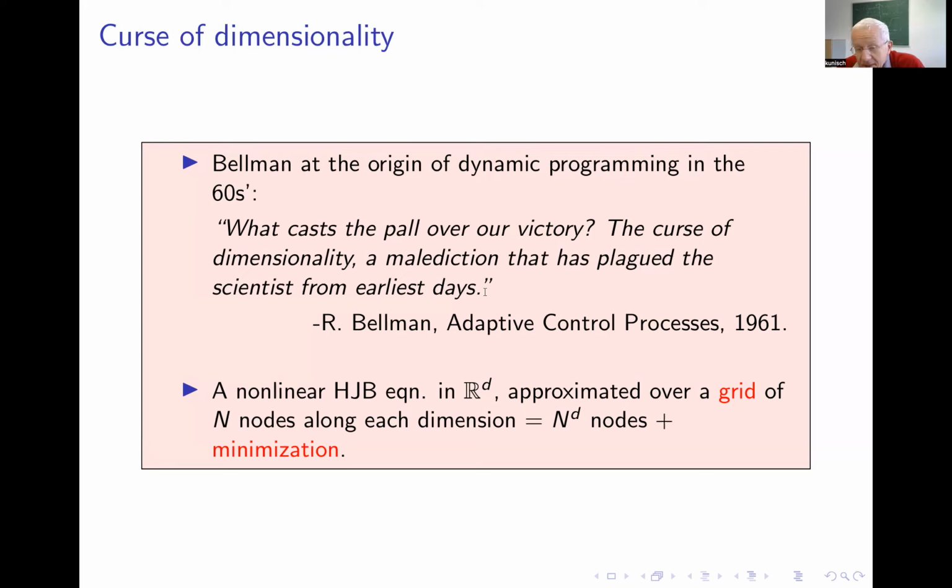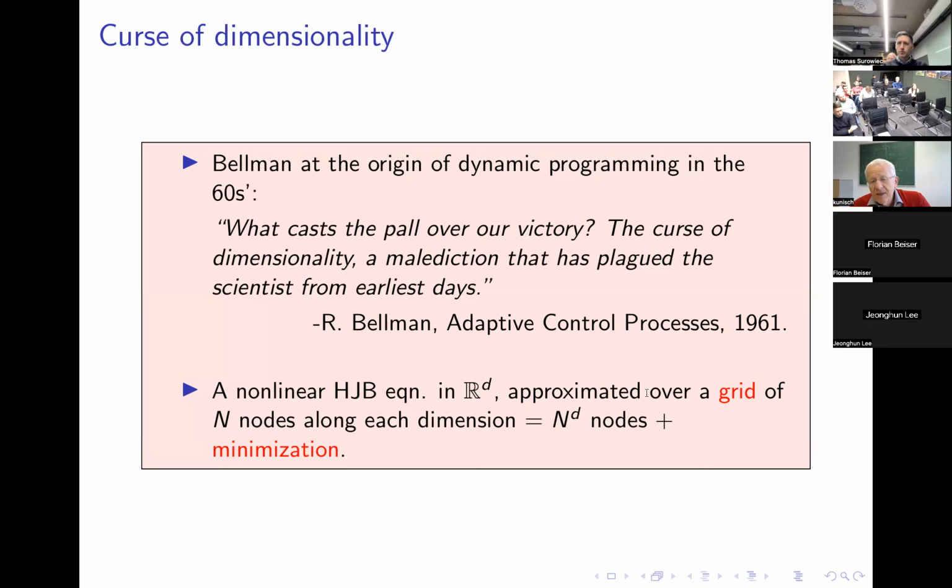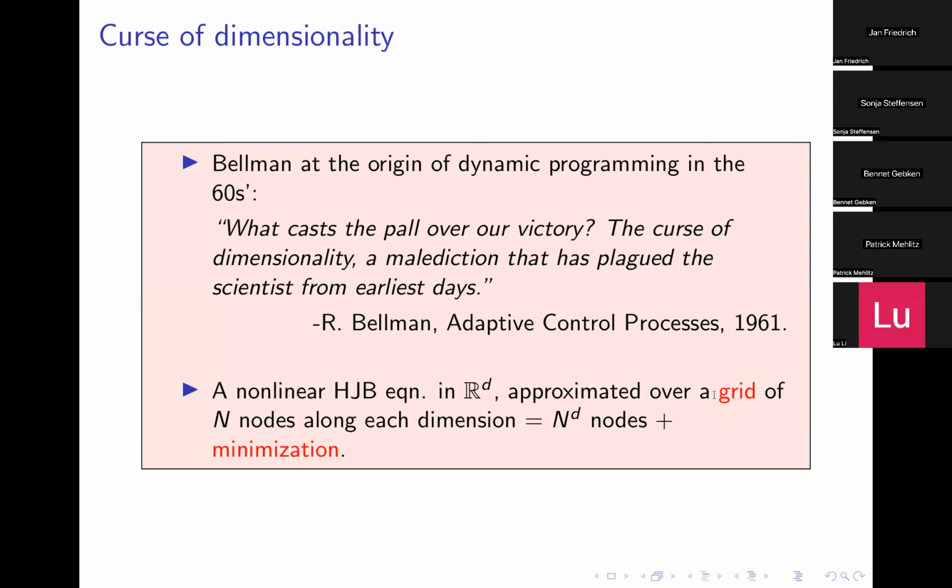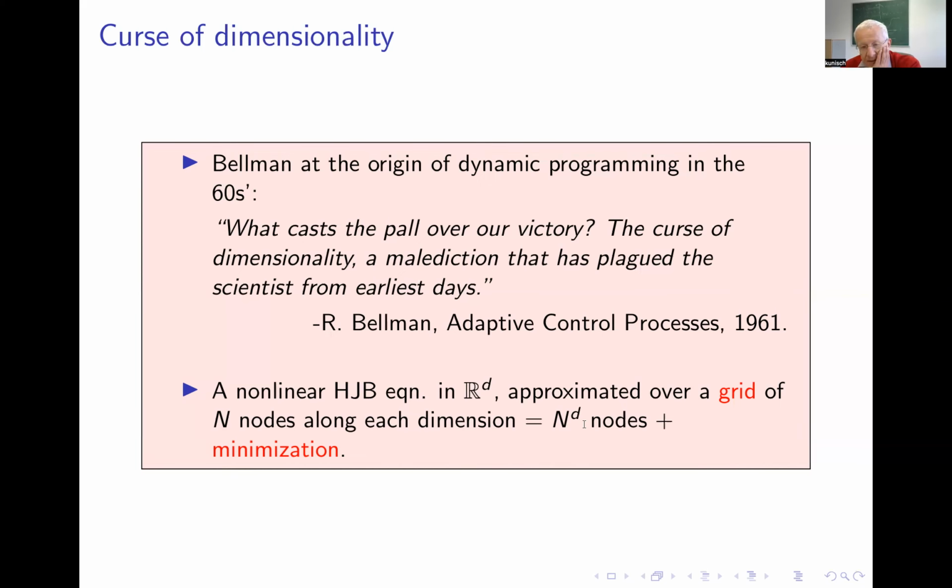These HJB equations do not arise only in optimal control, but that's definitely one very important situation where they appear. Anyway, if you have a nonlinear HJB equation in dimension R^d, and if you decide to approximate in each direction with n nodes, finite elements or finite difference, whatever is your favorite, then you have n to the d nodes, in addition to minimization. So you have exponential complexity.